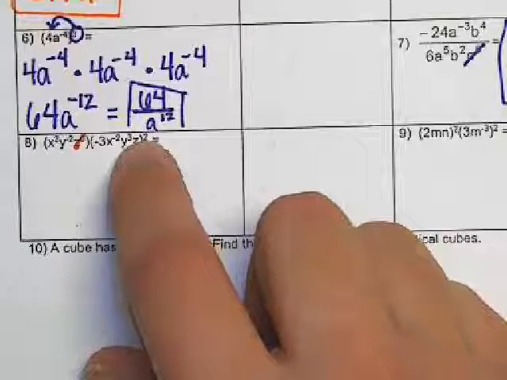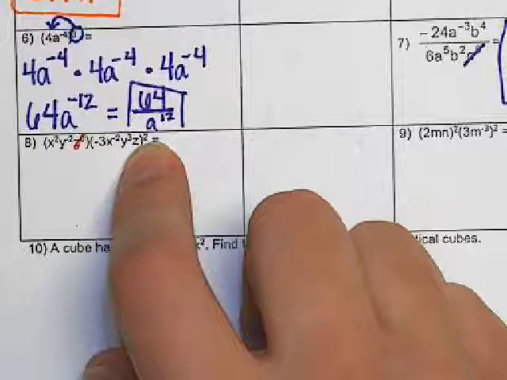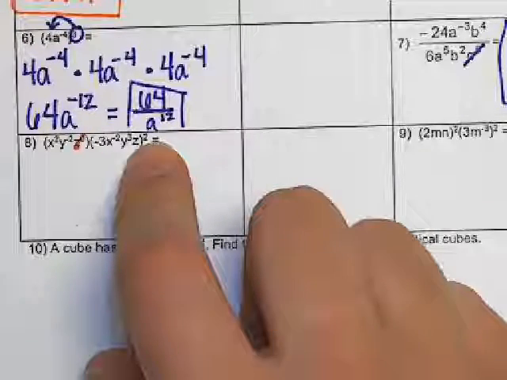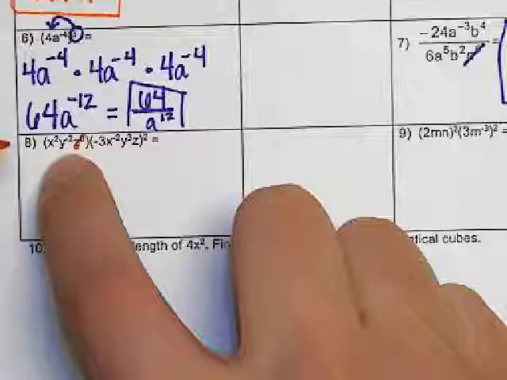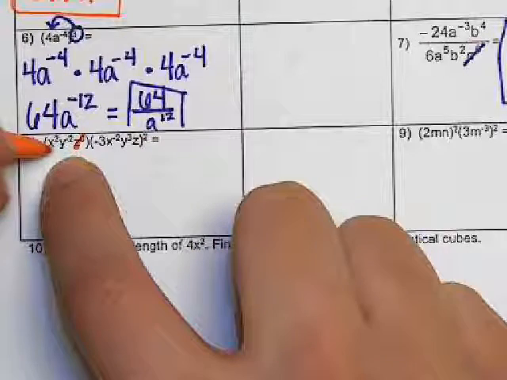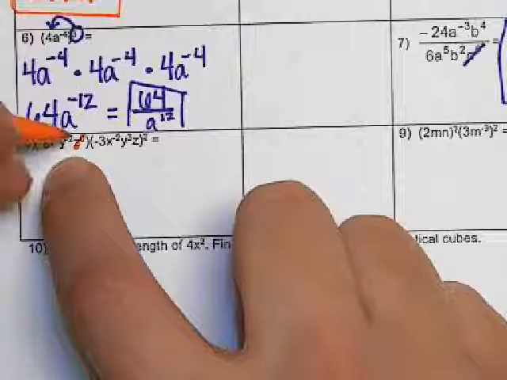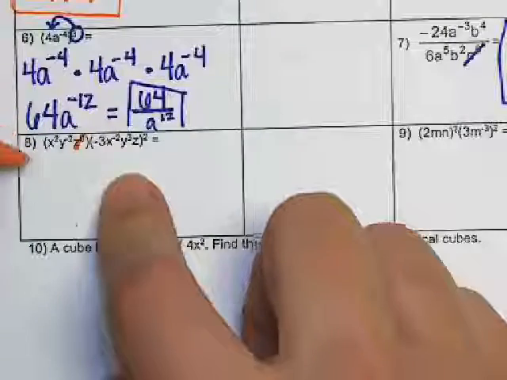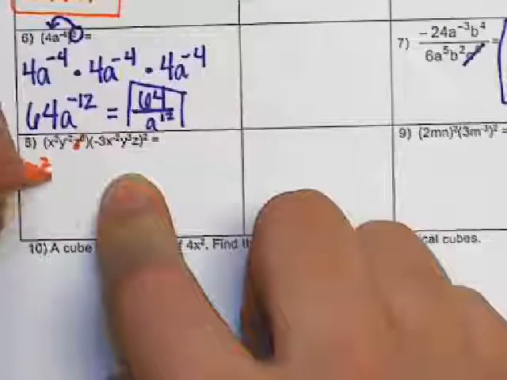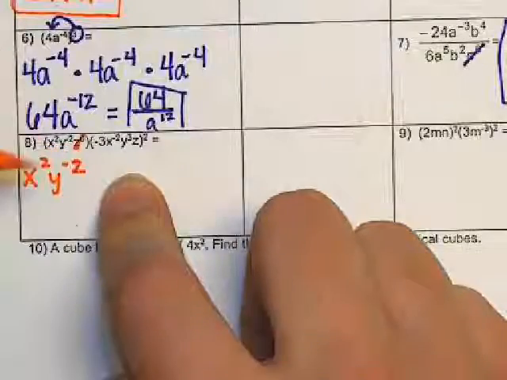I have to write this parentheses how many times? Twice. Okay. Now, we're going to have to expand it, but I'm going to expand the whole problem. So I am going to start with this set of parentheses. How many times am I going to write this? This set does not have an exponent on the outside. So I'm just going to write it one time. X squared, y to the negative, or y, sorry, is that a negative? Yeah. Y to the negative 2.